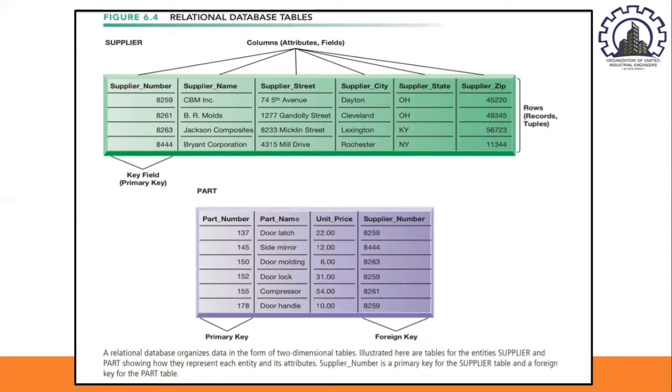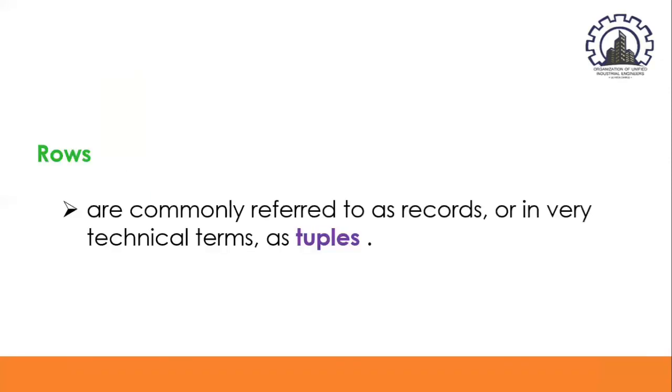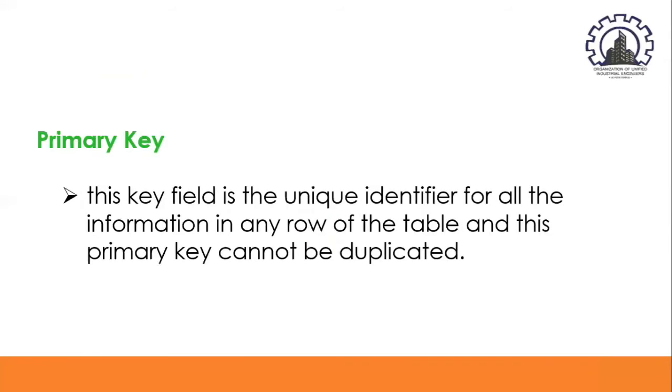So it is called a key field. Each table in a relational database has one field that is designated as its primary key. So what do we mean by primary key? This key field is the unique identifier for all the information in any row of the table, and this primary key cannot be duplicated.